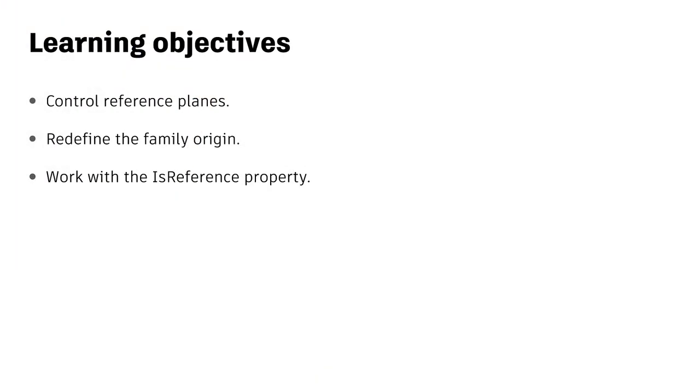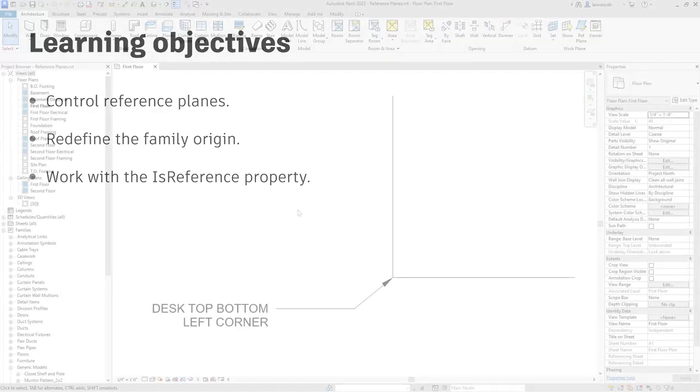In this video, you see the solution to this practice exercise. You first open an existing project, place a component and investigate the current insertion point. Next, you open the family for editing and change several properties of the reference planes. Finally, you redefine the origin and load the family back into the project and test the updated family.